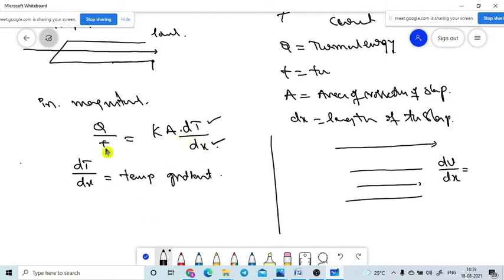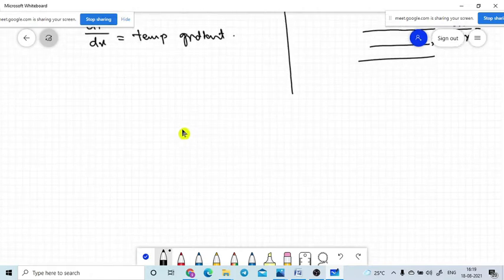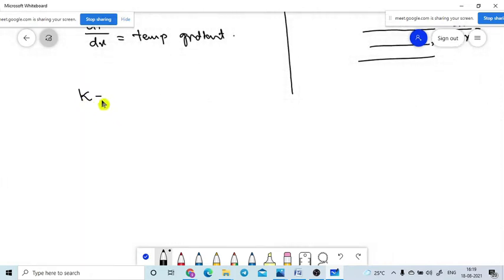Now see, on the left-hand side, what is meant by Q by t? It is the amount of heat current flowing through a conductor. Our goal is to define the thermal conductivity of the material. Here the proportionality constant K is nothing but the thermal conductivity of the material. So how can we define this thermal conductivity?